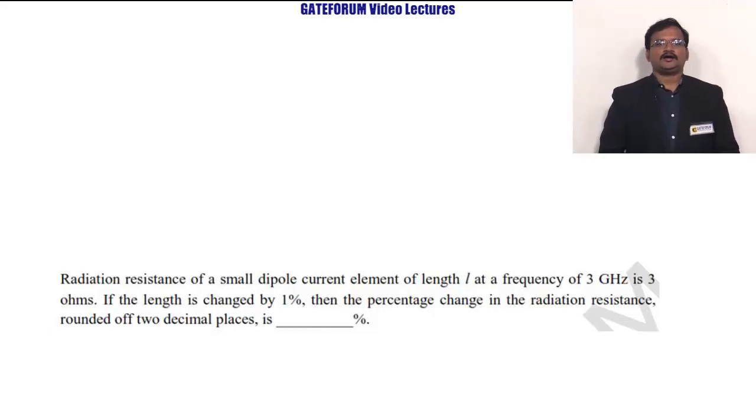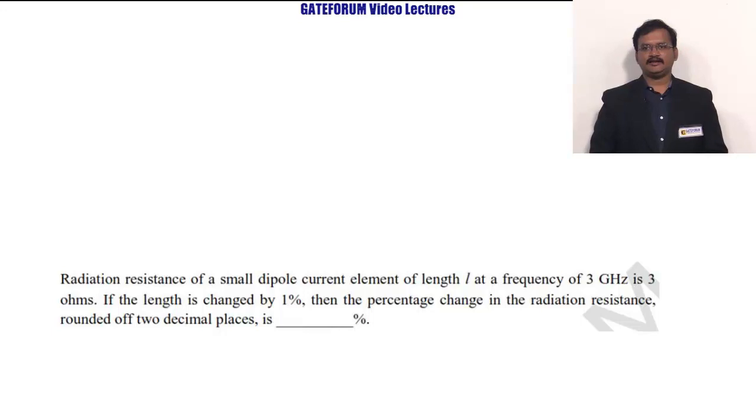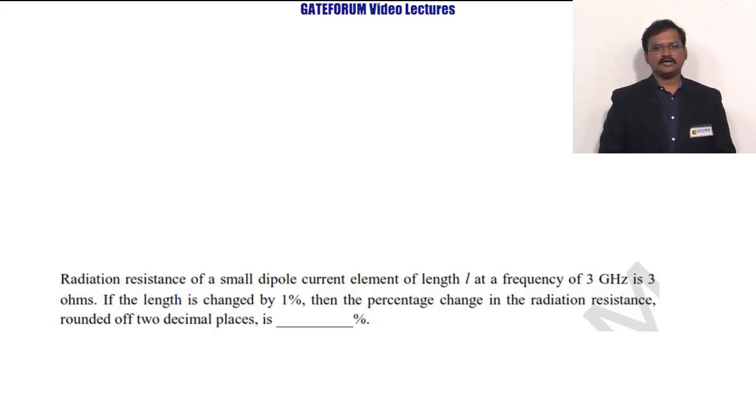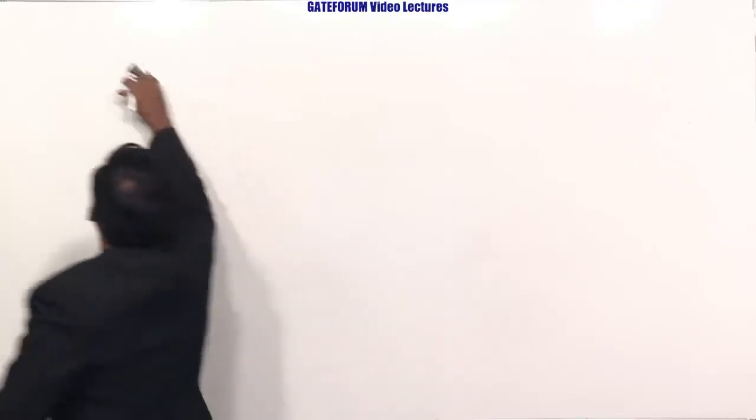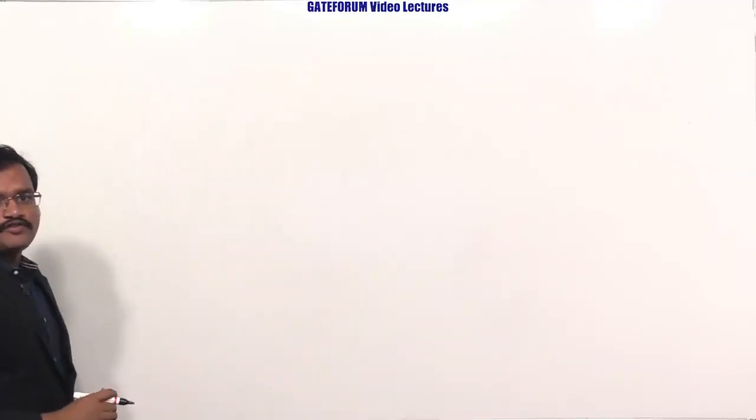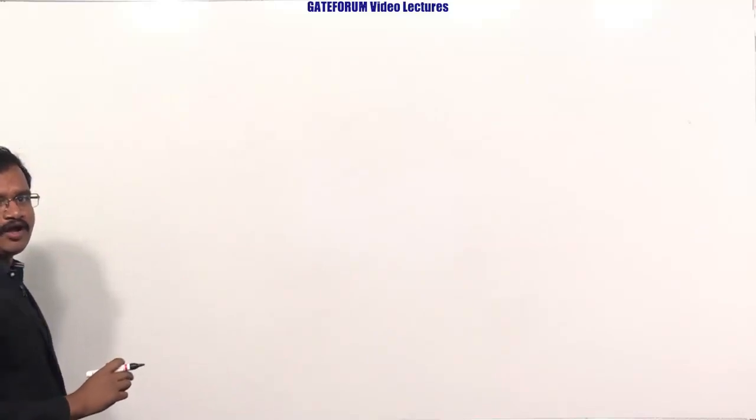Radiation resistance of a small dipole current element of length L at a frequency of 3 GHz is 3 ohms. If the length is changed by 1%, then the percentage change in the radiation resistance, rounded off to 2 decimal places, is dash. So here they have given the radiation resistance of a small dipole current element of length L.